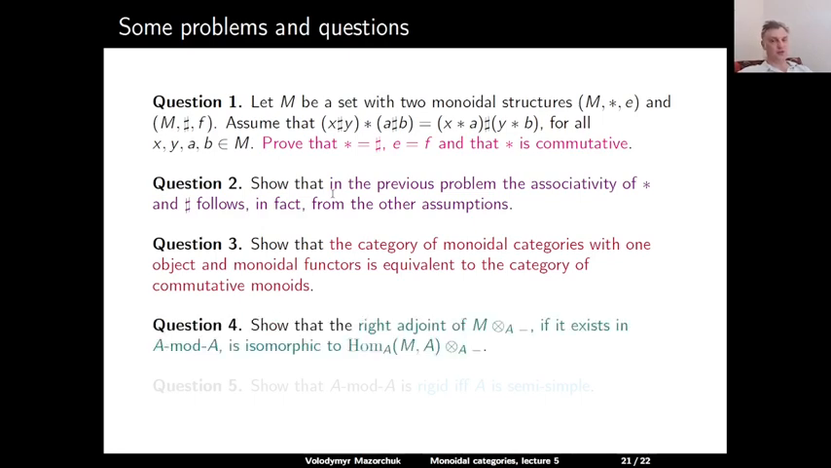Question 4. Show that the right adjoint of tensoring with an AA bimodule M, so this is an endofunctor of A-mod, if such a right adjoint exists in the category of AA bimodules, then it is isomorphic to tensoring with the AA bimodule Hom_A from M to A. And question 5, show that the category of all AA bimodules is rigid if and only if A is semisimple. So here A is a finite dimensional K-algebra.